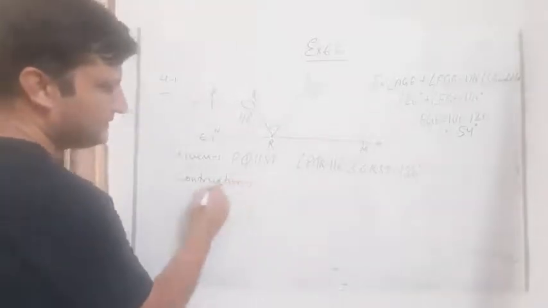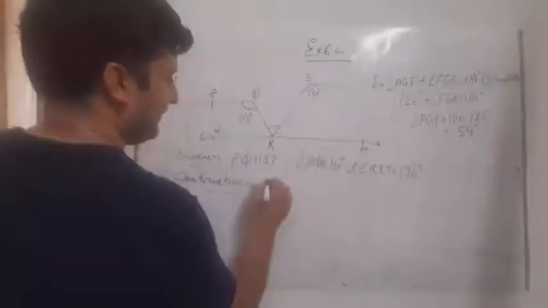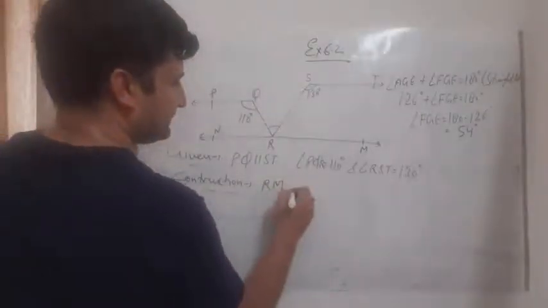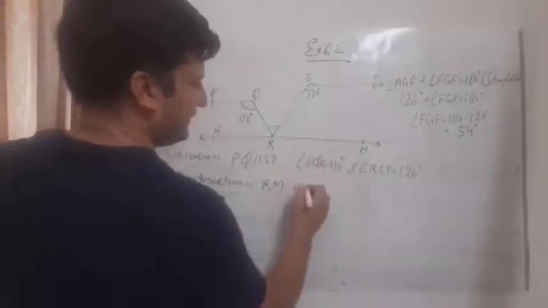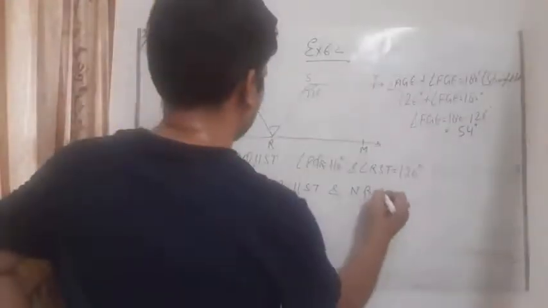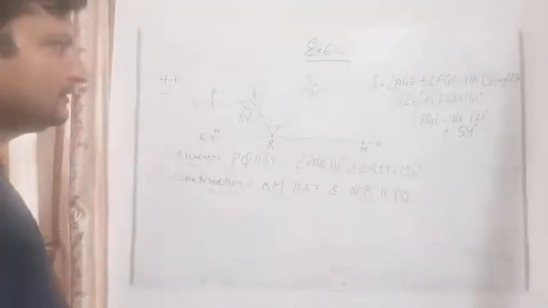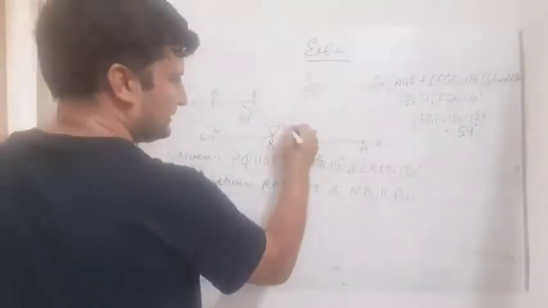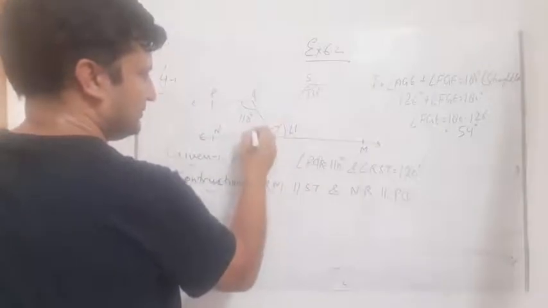What we are doing, we have to write in your notebook. Here, construction: RM parallel to ST and NR parallel to PQ. So students, the sum of these two angles is 180 degrees, because these are co-interior angles. Suppose I am writing this angle is 1, this angle is 2, this angle is 3. It will be easy to solve this question.